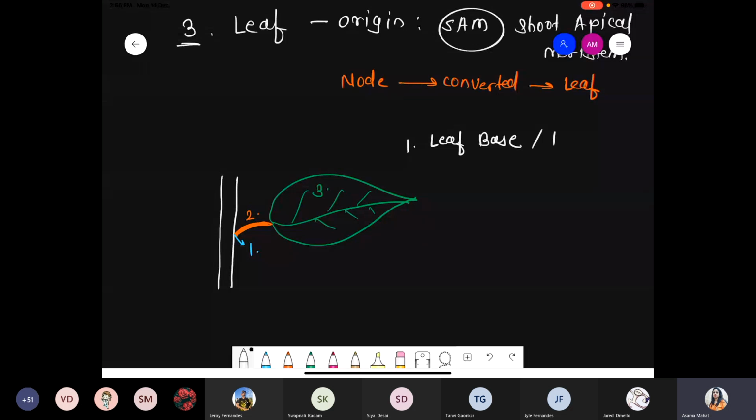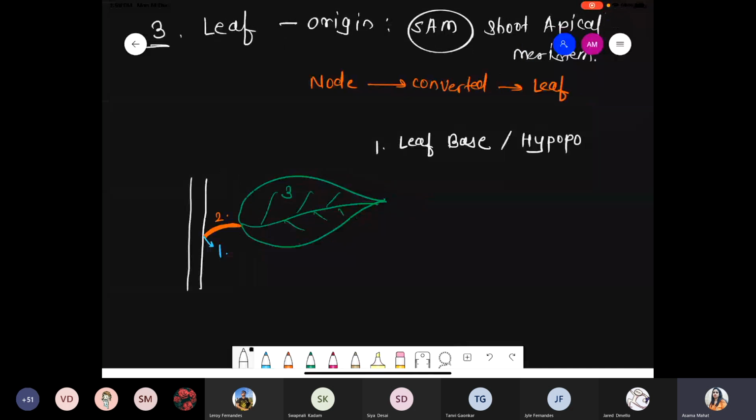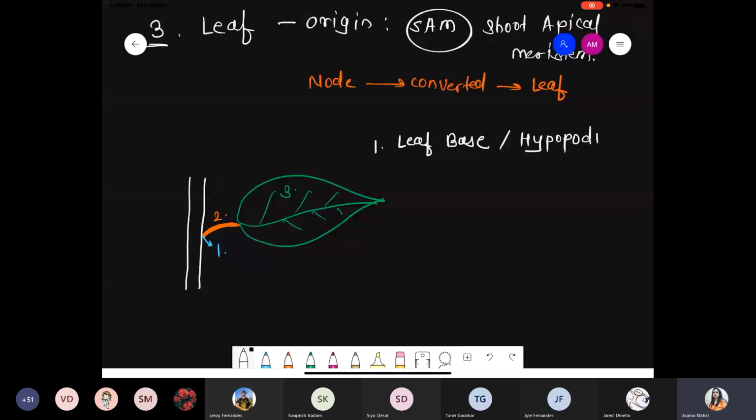And the leaf base is also called the hypopodium. Hypo means below, podium means leaf. Below the leaf, or the base of the leaf, is simply called the hypopodium. Now the orange color area is called the petiole. Petiole, right? The middle region, represented by number 2, the orange color. That petiole is present at the middle region, that's why it is called the mesopodium.